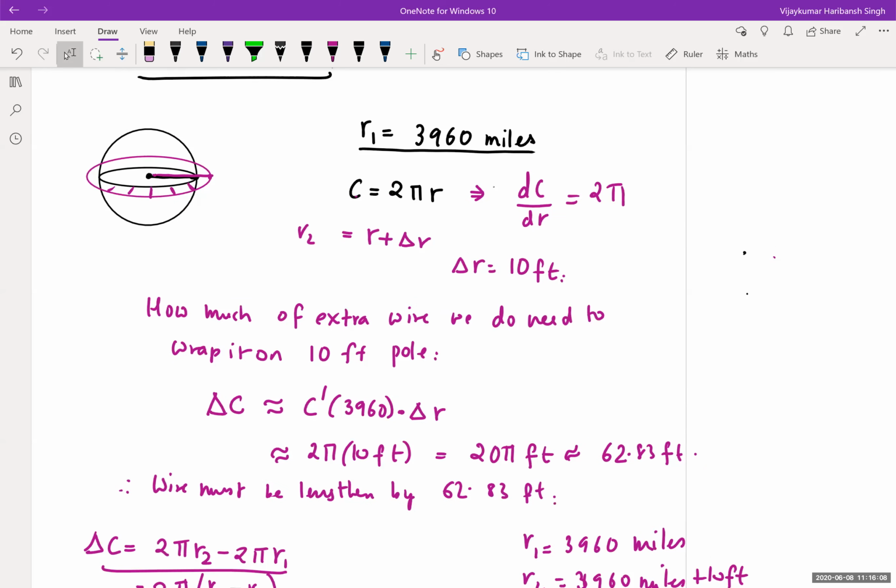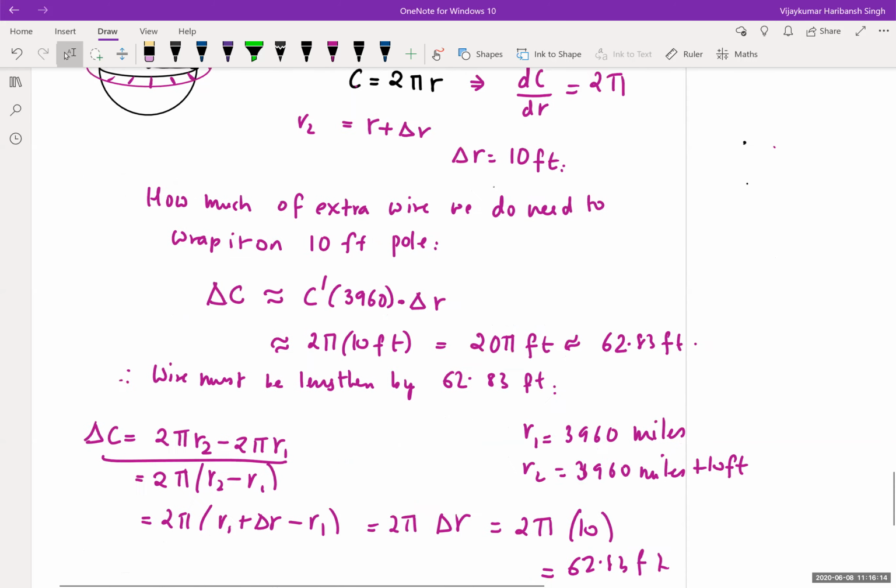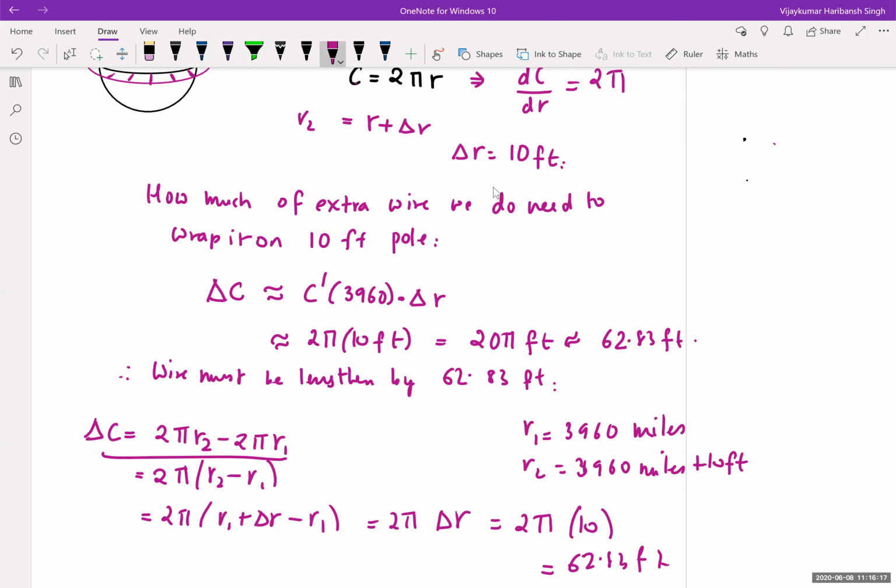But when you have a complicated function, linearization, the differential is an easy way to compute the change, rather than going for delta C or delta y if your function is y equals f of x.